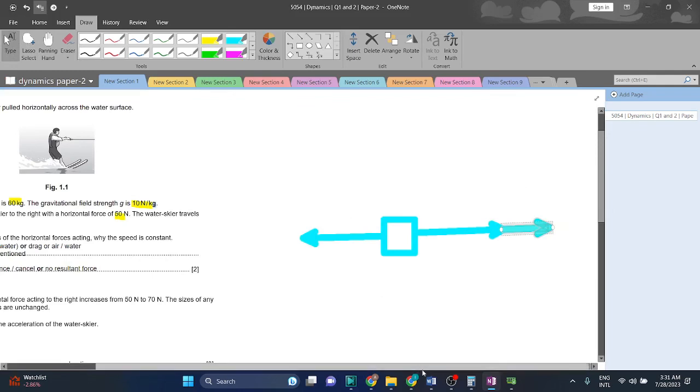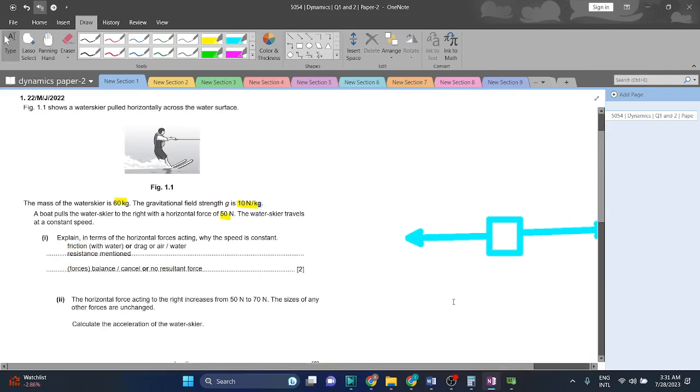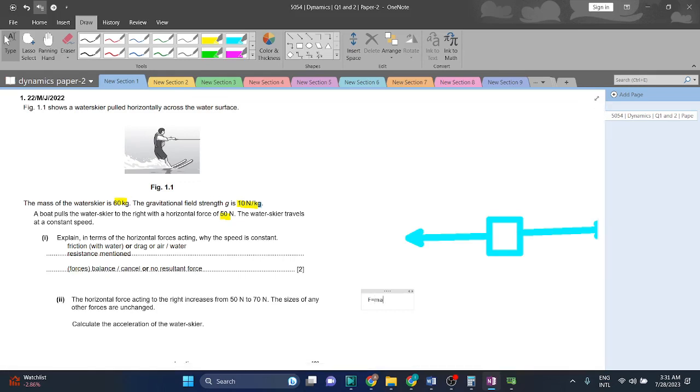And that acceleration we can find out by using F equals ma. You should remember this formula. This is a very used formula in this chapter and overall.